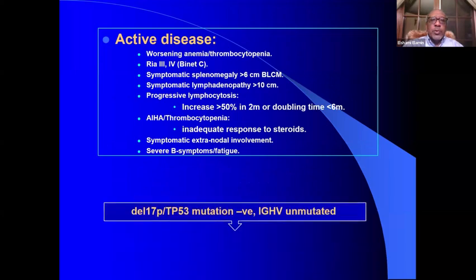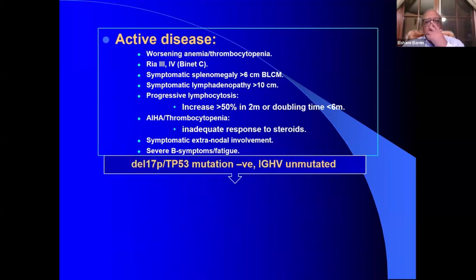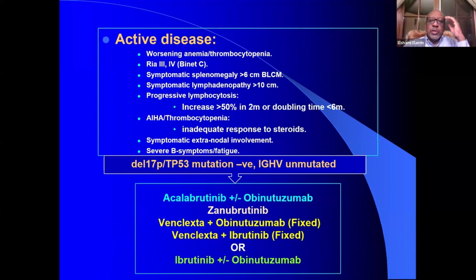Another group is patients with deletion 17p and TP53 mutation negative, IGHV unmutated. So it's good that the deletion 17p is not present, but it's bad that it is unmutated. So this patient should be treated with acalabrutinib with Gazyva. So these are your options. You can see them here.